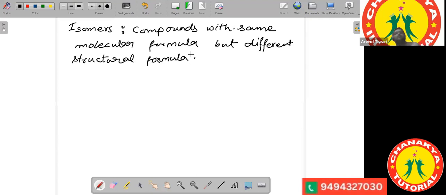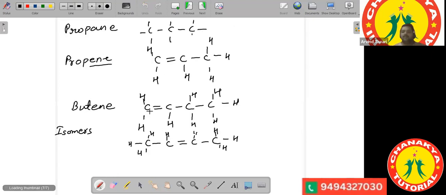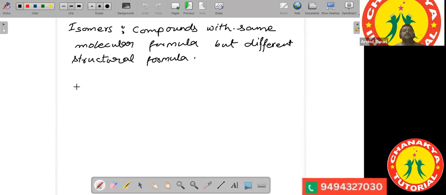Okay, you got about isomers. What are isomers then? Compounds with same molecular formula, just like butene we saw. They have different structural formulas. Here, the double bond is on the first carbon, and here the double bond is on the second carbon. So now, can you draw the structure of butane? Just draw the structure of butane.